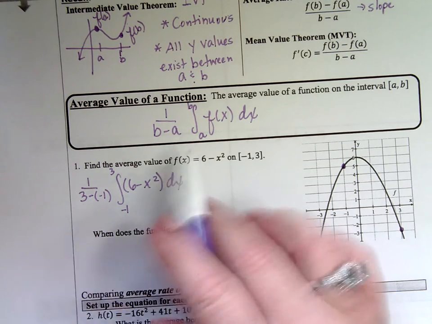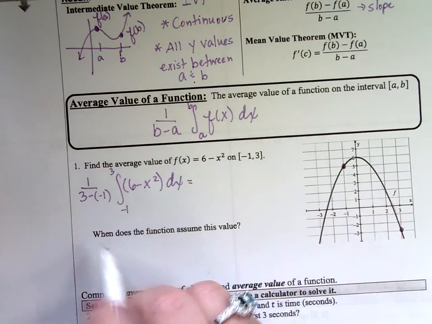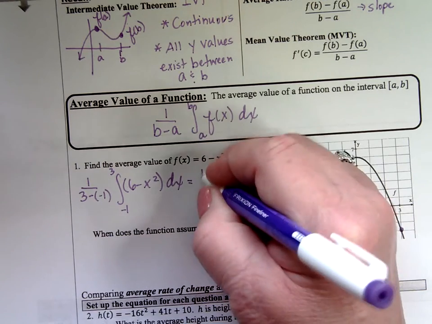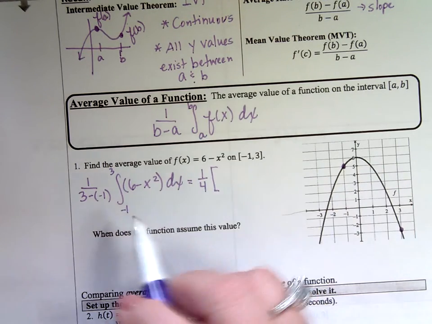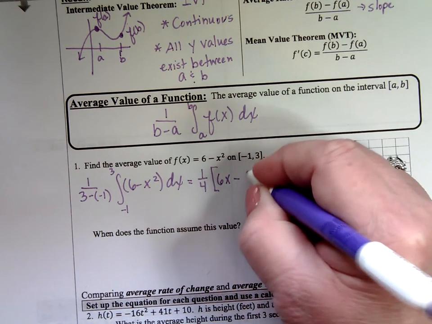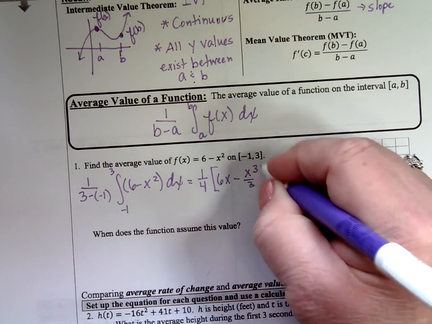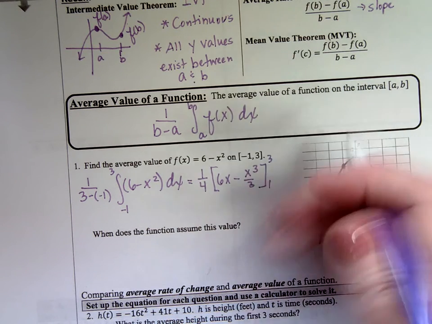That's the average value formula. So now I'm going to see if I can work my way through this. 3 minus -1 is 1/4. If I'm taking the integral of 6 minus x squared, that would be 6x minus x cubed over 3, right? You integrate it, going between 3 and 1.